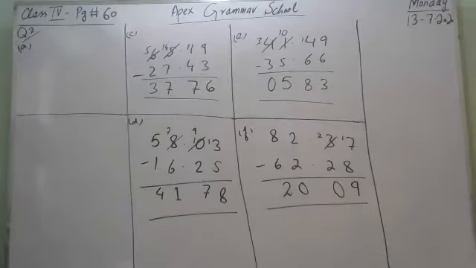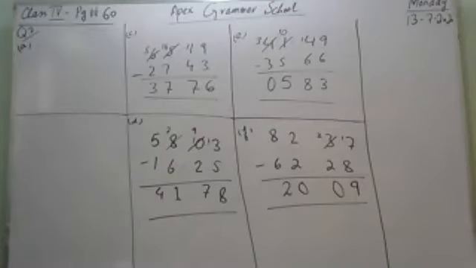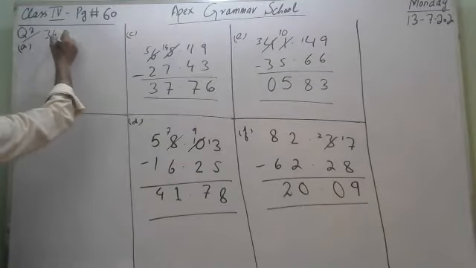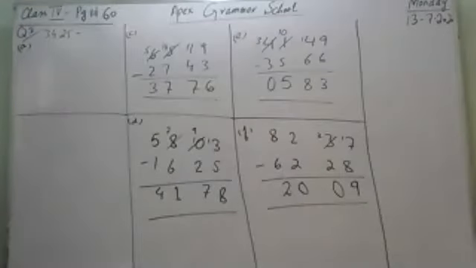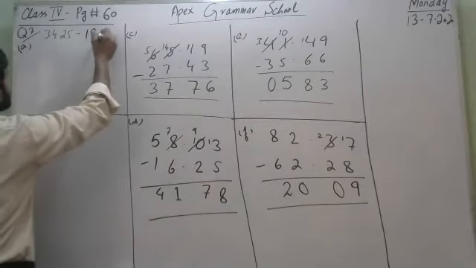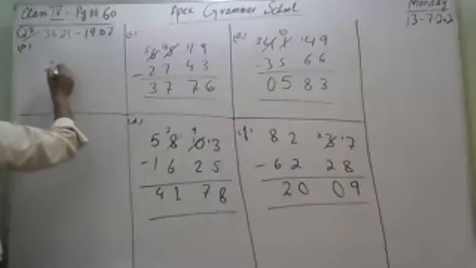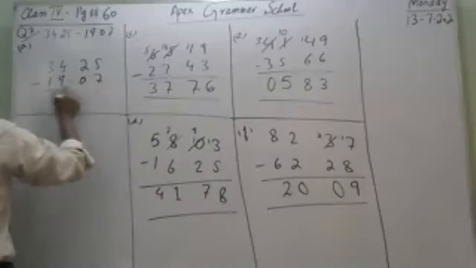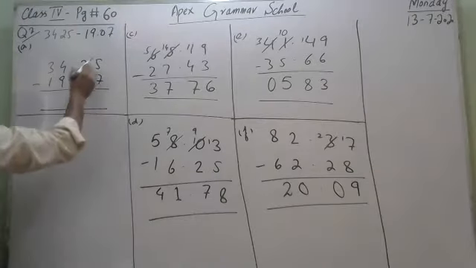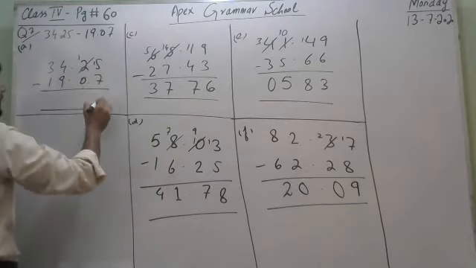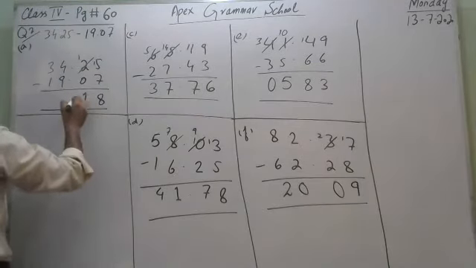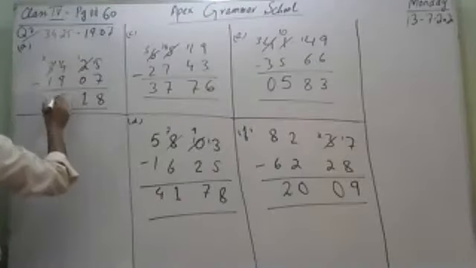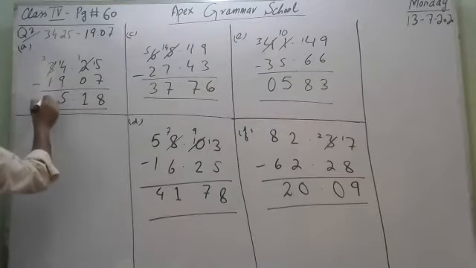Question 1 is completed. Now we have to start question number 2. Answer the subtraction, line up the decimal points. A part of question number 2 is 34.25 minus 19.07. 34.25 minus 19.07. 15 minus 7, this is 8. 1 minus 0 is 1. 14 minus 9, this is 5. And 2 minus 1, this is 1.